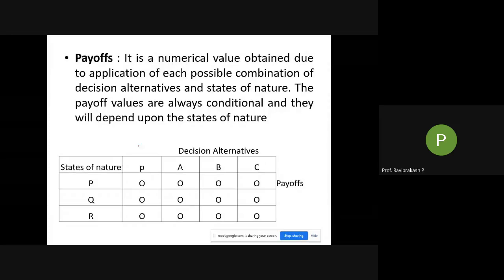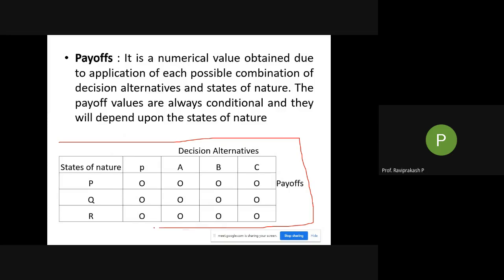There are different combinations. For example, in this particular table I have given, there are different states of nature: P, Q and R. Then we have decision alternatives: A, B and C. Based on this, just as an example, I'll take this as A11.